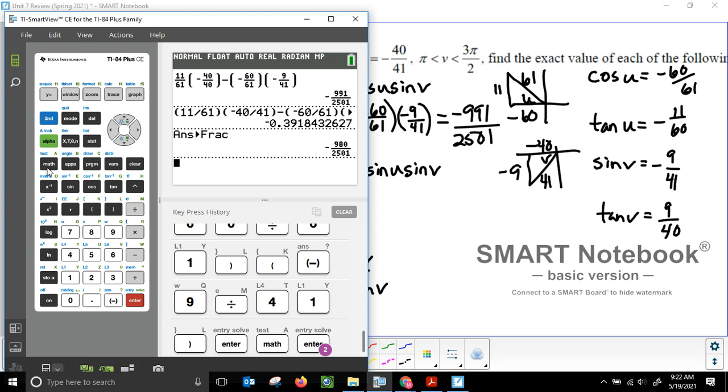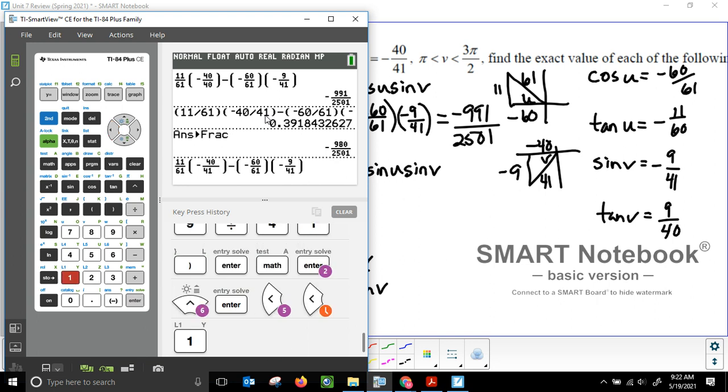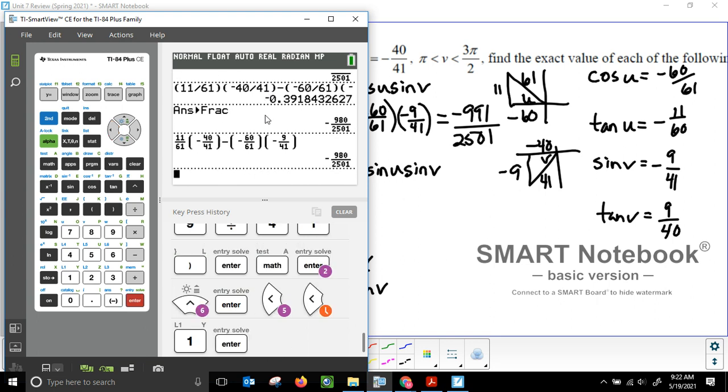Bam. Oh, whoa. Why did I mess that up? Did I type something in wrong? 11 over 6. Oh, yeah, I messed this one up. Oh, see, this one actually is right. This one is wrong because this was supposed to be 41. Yeah, that's probably because I got 980. Yeah, that should be 41. So, yes, negative 980.